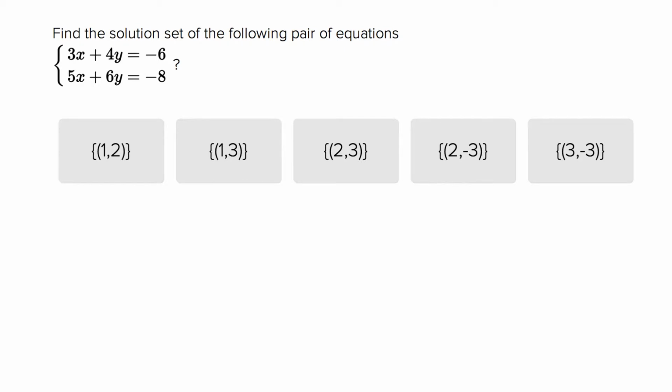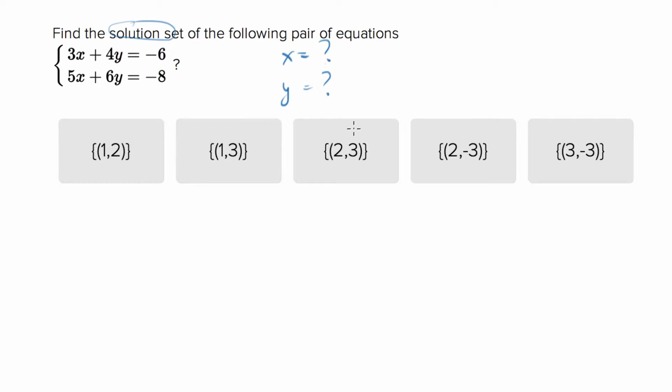This is the real Tom Rose, and we've got ourselves a linear set of equations. So we've got two equations, two variables, and what they're asking for is the solution set, which means: when both of these statements are true, x equals what and y equals what.